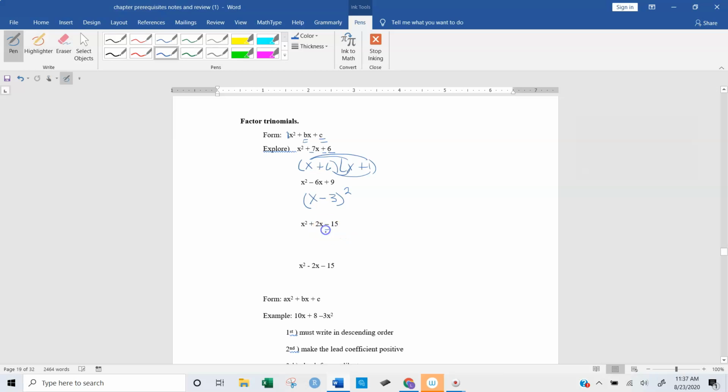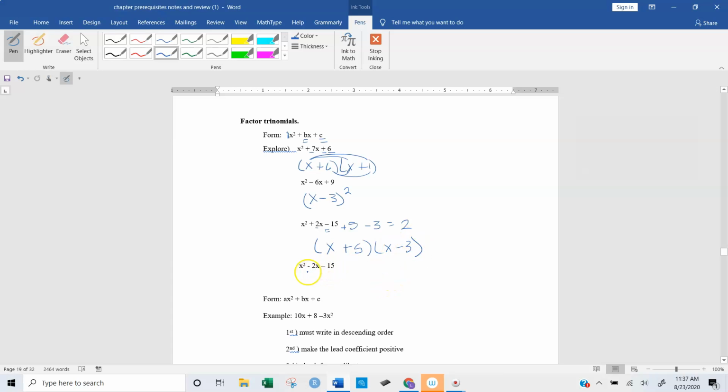Factors of 15 that subtract to 2. Well, I know it's 5 and 3, but which one's positive and which one's negative? Well, if I need a positive 2, it's going to be a plus 5 and a minus 3 because that equals a positive 2. So that's how I put them in my thing, x plus 5 and x minus 3.